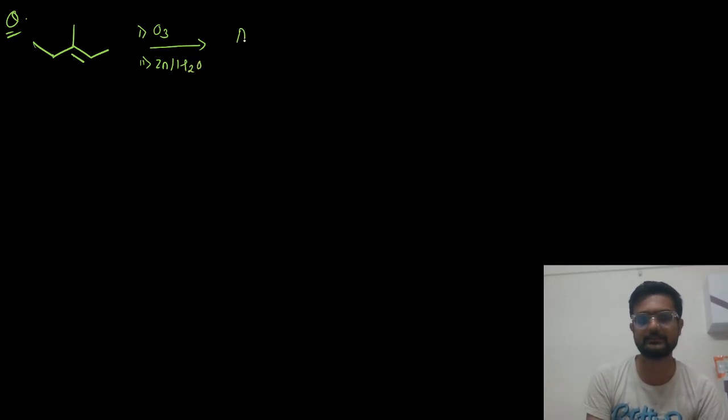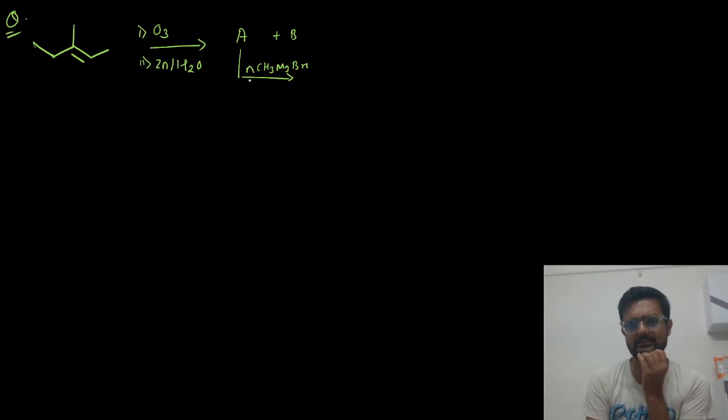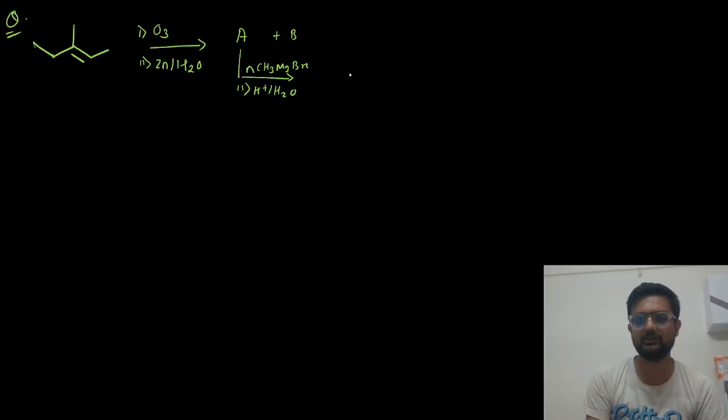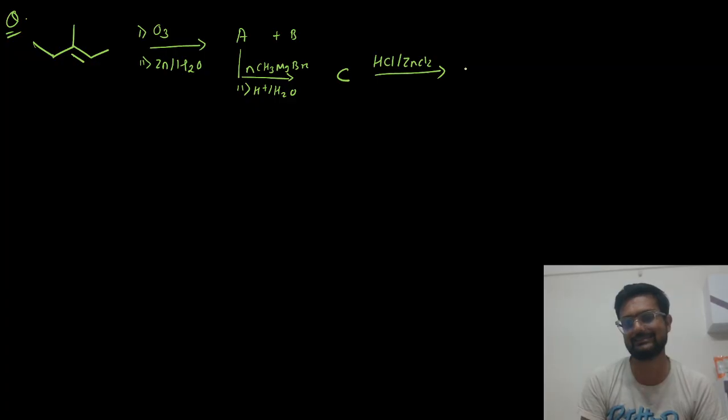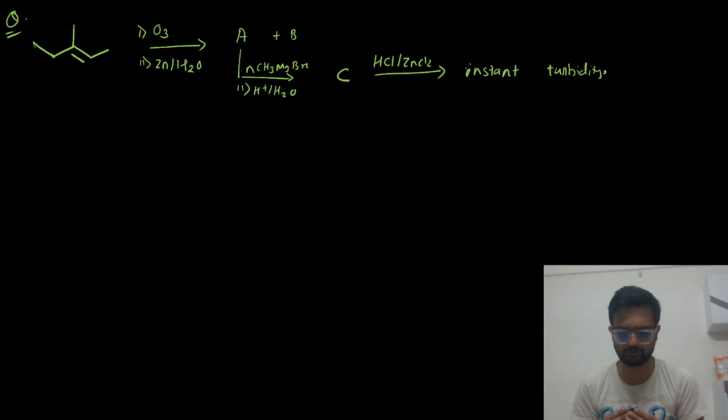You will be getting two products A and B. They have told you that we have to do the reaction of only A with n mole of CH3MgBr. I hope you know what CH3MgBr is, Grignard's reagent, right? And in the second step, you have to do hydration, H plus water. You will be getting a product C. Treat this product with the Lucas reagent, HCl in ZnCl2, and you will be getting instant turbidity. So I want you to try this one once. Try once.